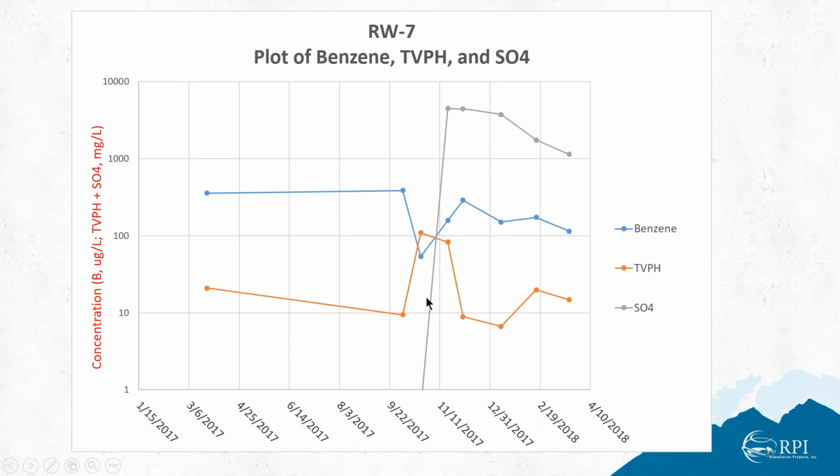This is an LNAPL site, so when we injected the site, we put mechanical energy into the ground. So this spike in TVPH is perfectly reasonable. You can see that since the injections were completed, we've seen this downward trend in benzene. We're also seeing a downward trend in TVPH, and we're also seeing consumption of sulfate. All of those things are consistent with activity going on at the site.